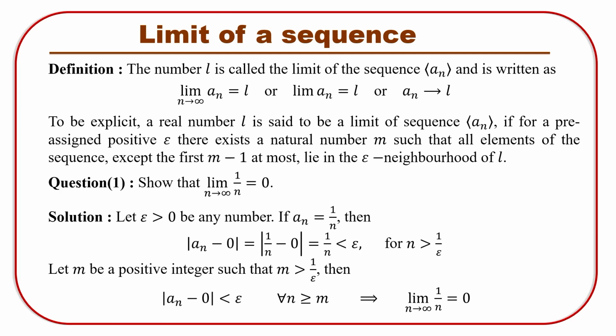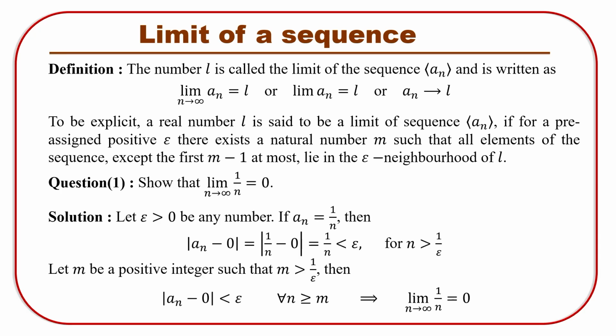In the previous 2 or 3 slides or lectures, we have already seen that the limit of a sequence is nothing but a real number L for which, for every epsilon greater than 0, there exists a natural number M such that |a_n - L| is less than epsilon for n greater than or equal to M. It is written as limit n tends to infinity a_n equal to L, or limit a_n equal to L, or a_n tends to L.